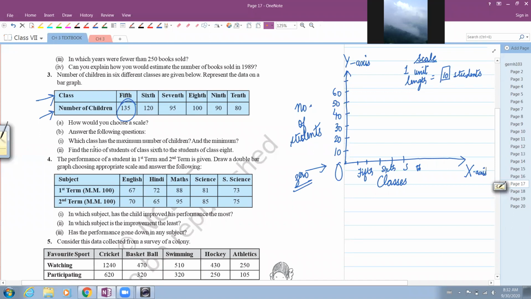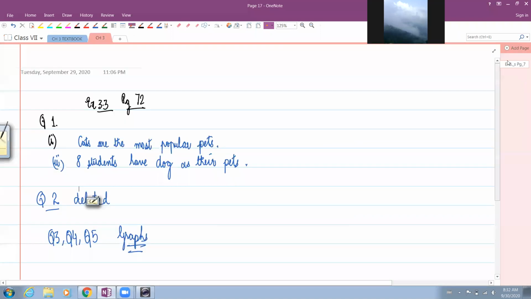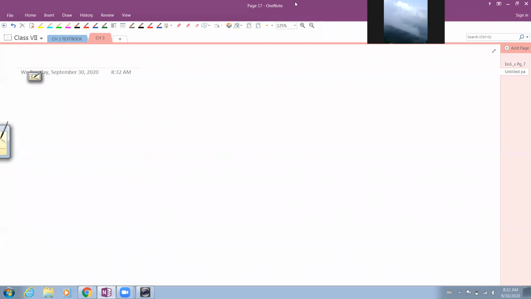And then the second part is find the ratio of the students of class 6th to the students of class 8th. So I hope everyone remembers how to find out the ratio. These two parts we will do afterwards. Let's first make the bar graph. So I'm just going back to the notebook, and then we will make the graph here.